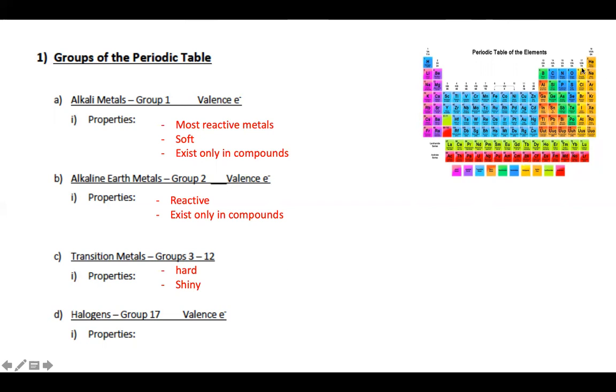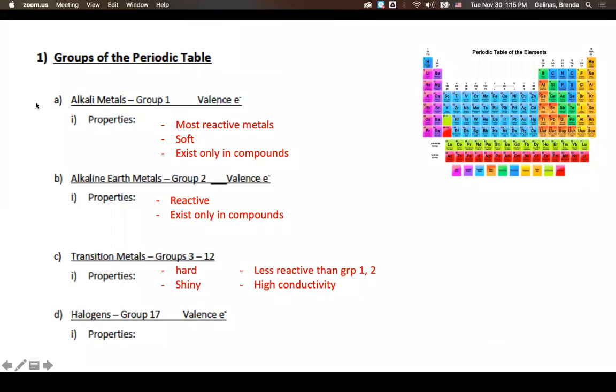Halogens on the other side, this is fluorine, chlorine, bromine, they have 7 valence electrons, and their properties are, oops, let me just stop this here. I'm going to stop sharing for a second and then share again.